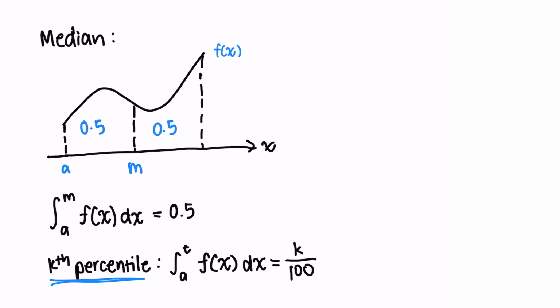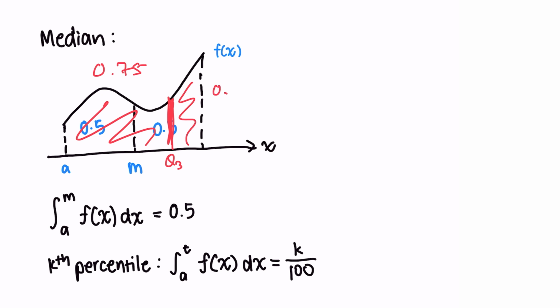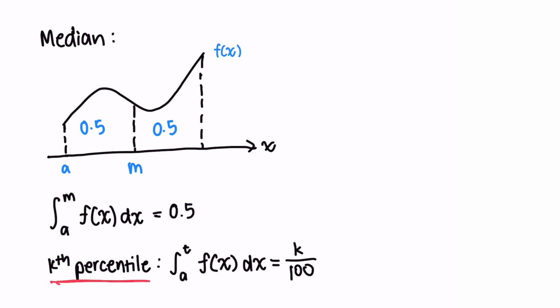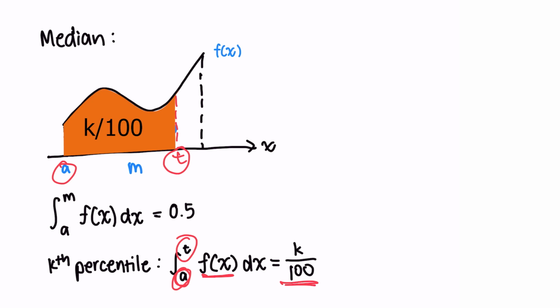Now finally, let's look at the kth percentile. The median is kind of like your 50th percentile. So let's say we want to find the 20th percentile. That'll be over here, where this area is 0.2 and this area is 0.8. Similarly, something like the upper quartile, which we remember as the 75th percentile, Q3, would just be 0.75 here and 0.25 here. So this is summarized as the kth percentile, where we want to find the value of t, is the integral from a, which is our starting value, to t of f(x) equals k over 100.